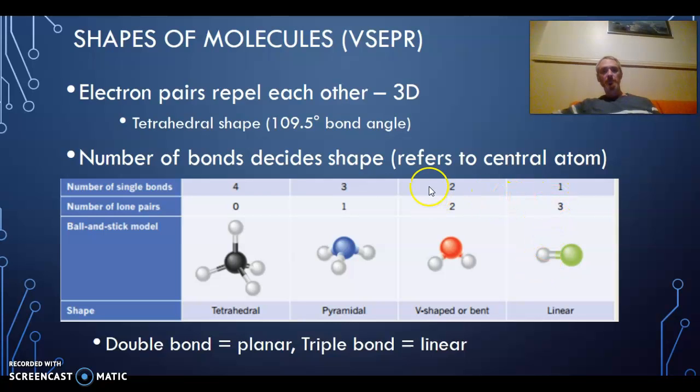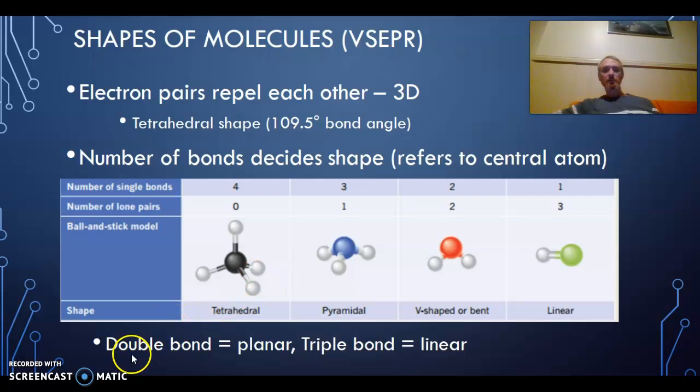And the final possibility, 4, 3, 2, 1 single bond, and there are 3 lone pairs here, and that gives you a linear shape between these 2 atoms. This one is actually hydrogen chloride. Green is often used for chlorine, and chlorine is a really important element for chemical synthesis.